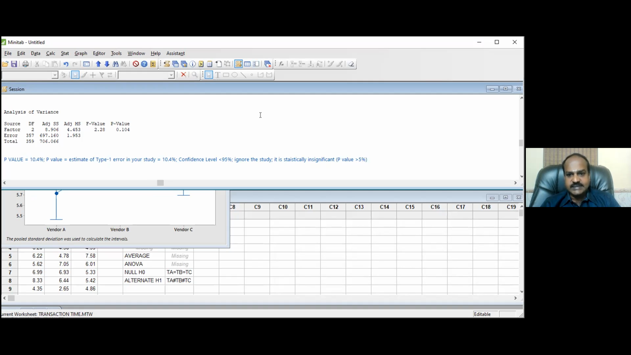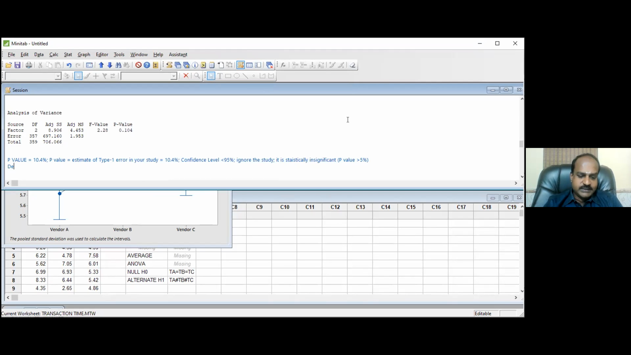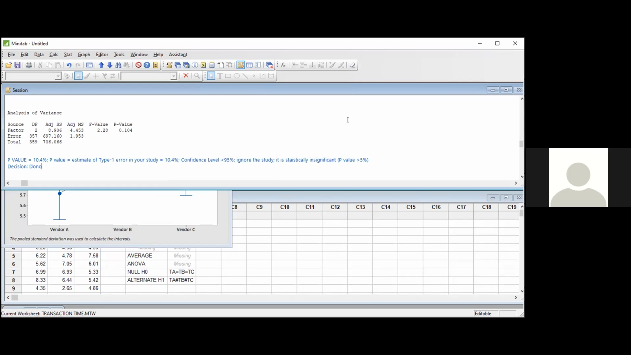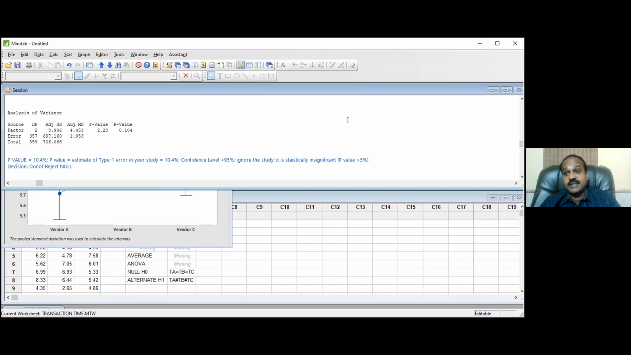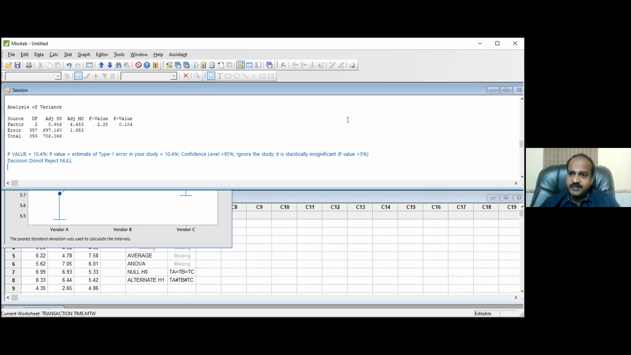When my study is statistically insignificant, what is the decision? Do not reject the null. Do not reject the null means what is the practical meaning? I will not go with the data. I will continue working with all the three vendors.